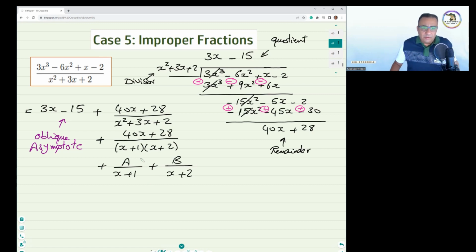Okay, so these are the 5 cases. This is all about partial fractions decomposition, all that you need to know in your program as an IB student, Mathematics Higher Level. And these are basically the 5 cases.